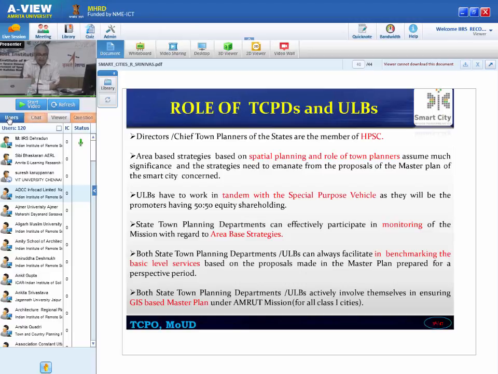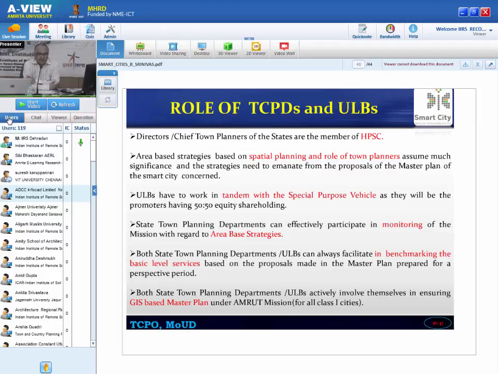Personally, I view that the state town planning departments have a very important role, and they can always monitor the area-based strategies and suggest how the area strategies have to be effectively implemented. Next, both state town planning departments and urban local bodies can facilitate benchmarking of the basic level services. Once you have a proposal, the objective of the proposal should be how you are going to attain the benchmarking.